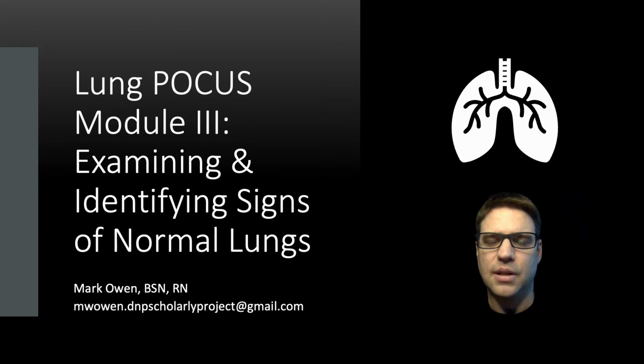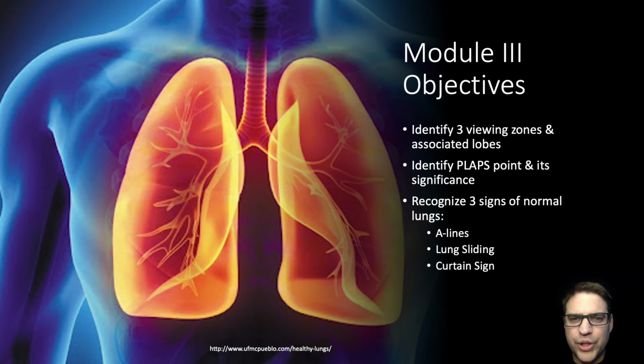still exist in the form of asthma, COPD, or pulmonary embolus. It is therefore essential that the APP considers the complete clinical picture before making the final diagnosis. Module 3 objectives include identifying the 3 viewing zones and their associated lung lobes, identifying the PLAPS point and its significance, and recognizing the 3 signs of a normal lung: A lines, lung sliding, and the curtain sign.